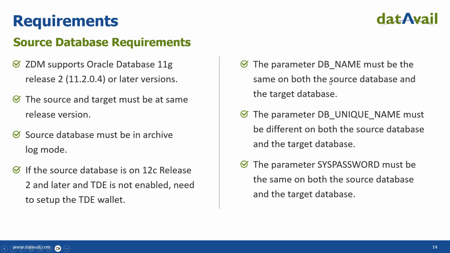And here are other prerequisites that we do most of the time in Data Guard. The DB name must be the same on both sides, but the DB unique name needs to be different. As we know, the physical model uses Data Guard. So most of the things that we do for Data Guard, we need to make sure those prerequisites are met here. The SYS password should be the same, as we do in Data Guard. We have to make sure that for the source and target databases, we create the same password for migration purposes.